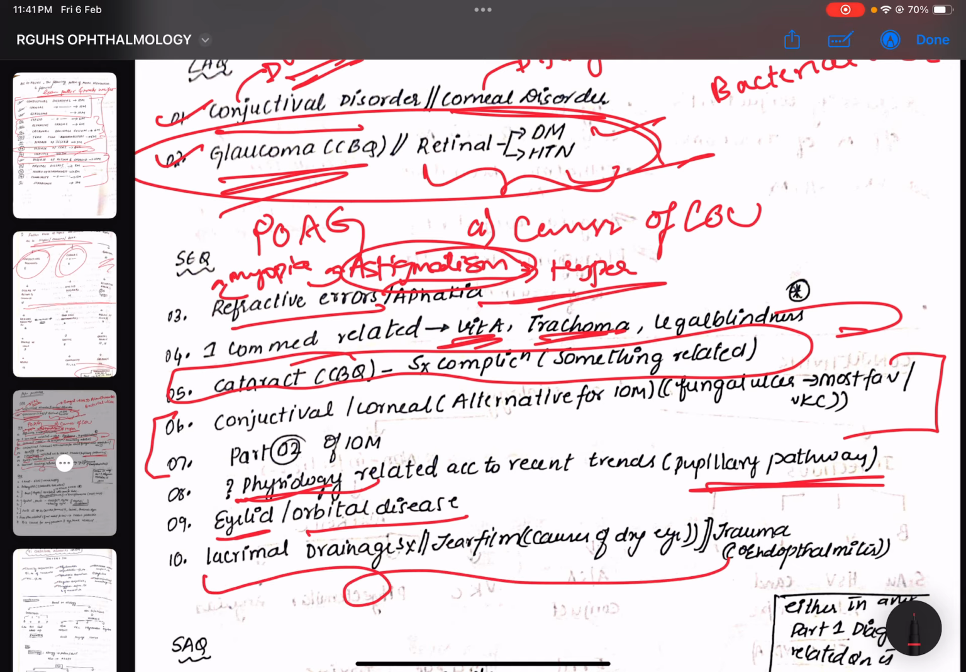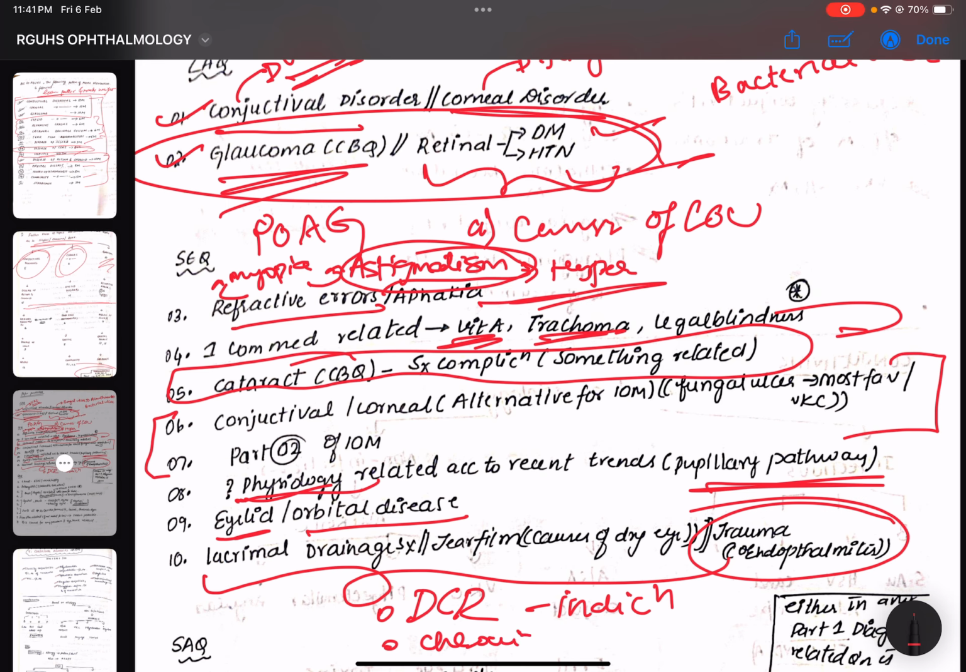And one question related to trauma or endophthalmitis or the lacrimal drainage system, for example DCR indications, they can ask for 3 marker or 5 marker, or something related to chronic dacryocystitis. So these are the predictable questions.